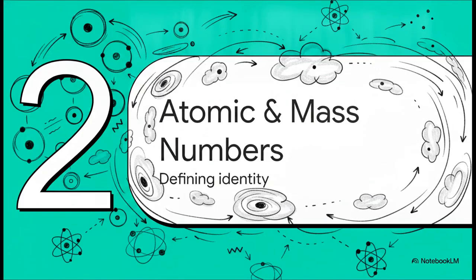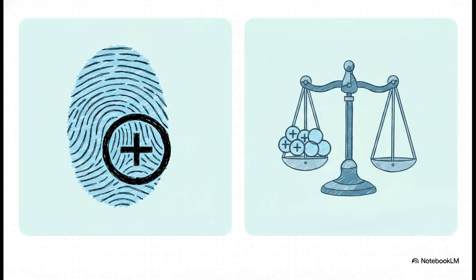Moving on to Section 2, atomic and mass numbers. Now that we know our players, how do they actually give an atom its identity? Well, you can think of the atomic number, which we denote with the letter Z, as the atom's unchangeable, non-negotiable ID card. If you know the number of protons, you know exactly what element you're dealing with.